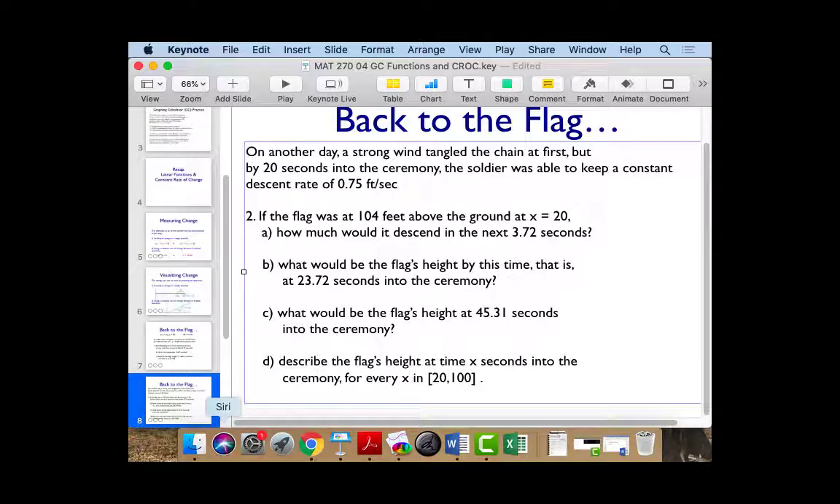So the new height at any time after 20 seconds, x seconds, where x is larger than 20, I'd use this expression to find its new height, its final height, its height after those x seconds have passed. As long as x is past 20 seconds when it's dropping at a constant rate. If x is less than 20 seconds into the ceremony, we don't know anything about this. So this would only apply domain-wise to x values 20 or larger.